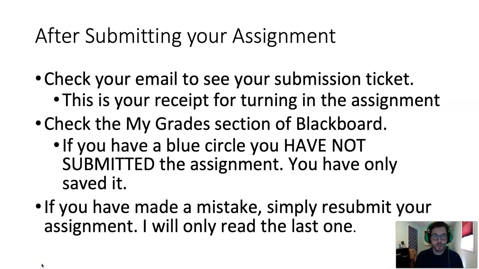After you have submitted your assignment, you may check your email to see if you have received a submission ticket. This is your receipt for turning in the assignment. You may also check the My Grade section of Blackboard. If you see a blue circle, that means you have not submitted the assignment. You have only saved it. You must submit the assignment for me to be able to grade it.